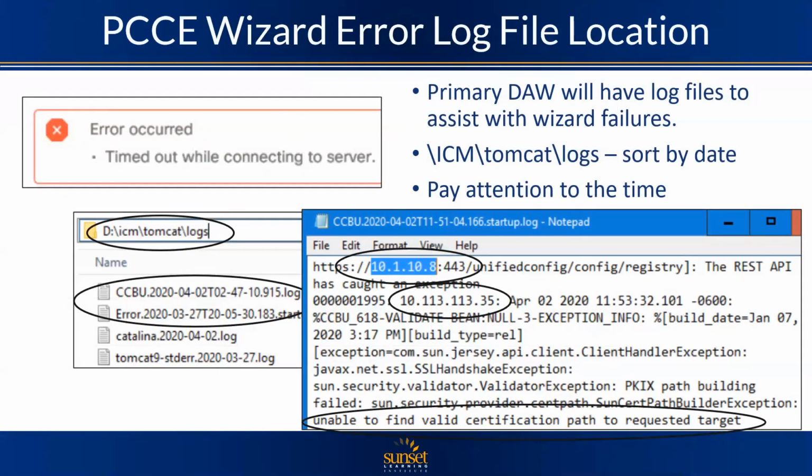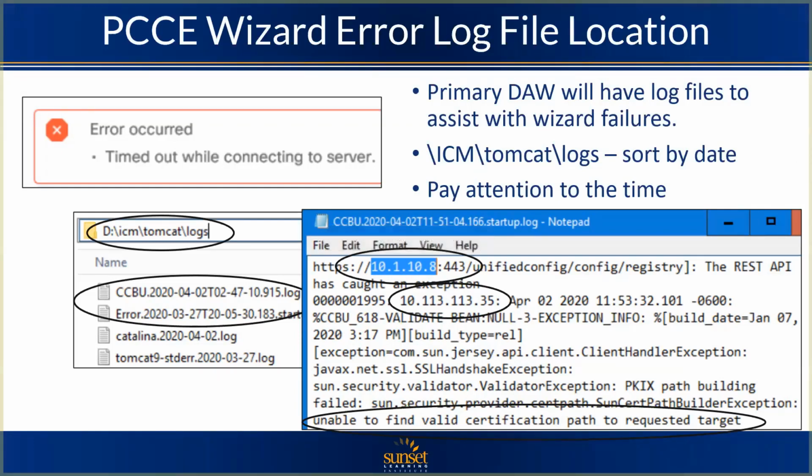Well, pointing out to you that if you encounter errors in the wizard, where are you going to go to look at log files? This wizard, we logged onto the primary DAW. Primary DAW Tomcat is where you're going to go to look at some log files. So wherever ICM was installed to, in this case, the D drive, I'm going to the ICM folder, looking in the Tomcat subdirectory, looking at the logs file. I'm going to sort by the date on this log file.